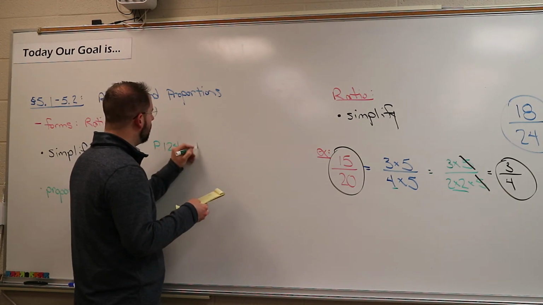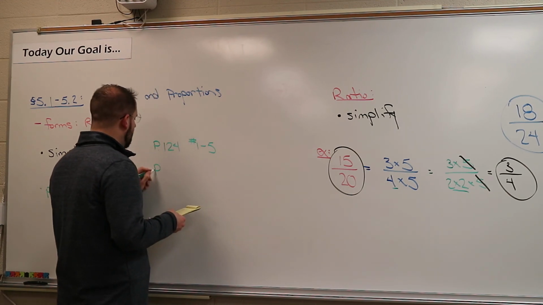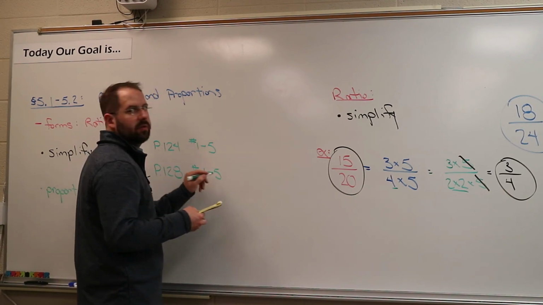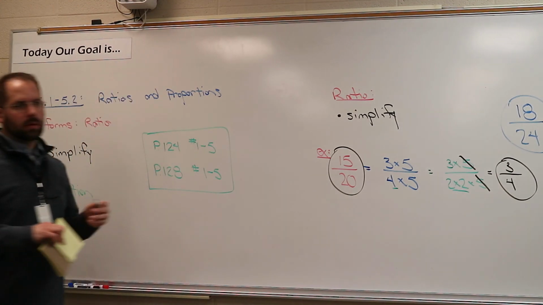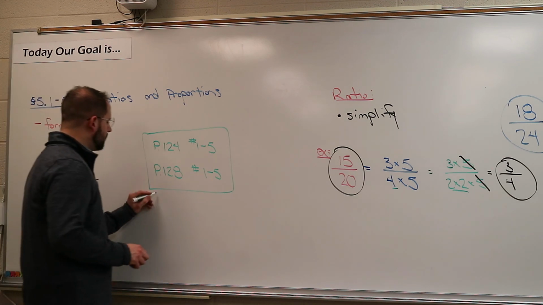Page 124, numbers 1 through 5. It's only numbers on that page. And then page 128, numbers 1 through 5. There's your homework. This will be due Wednesday.